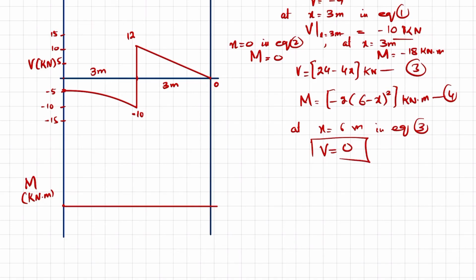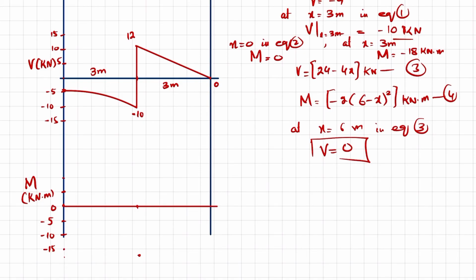At x is equal to 0, moment is equal to 0. Let each one be of 5: 5 kilonewton into meter, 10, minus 15. Downward is negative, upward is positive. And 18 will be somewhere here. So at x is equal to 0, moment is equal to 0, and at x is equal to 3, the moment is minus 18, which will be this one.